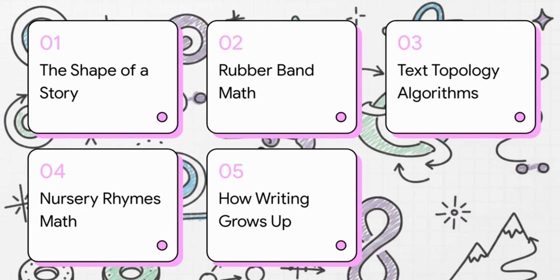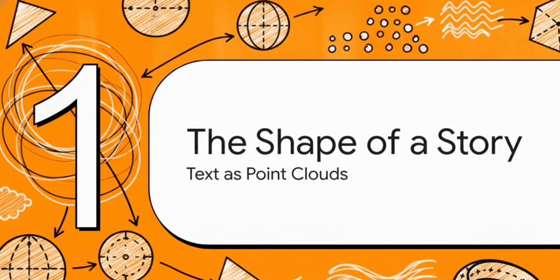To truly grasp this, we're taking an interdisciplinary journey today. We'll start with the shape of a story, move into the mathematics of the rubber band, check out the algorithms for text topology, apply it to the math of nursery rhymes, and finally, look at how writing actually grows up. All right, part 1, the shape of a story, where we treat paragraphs as point clouds. Let's see how this builds our foundation.